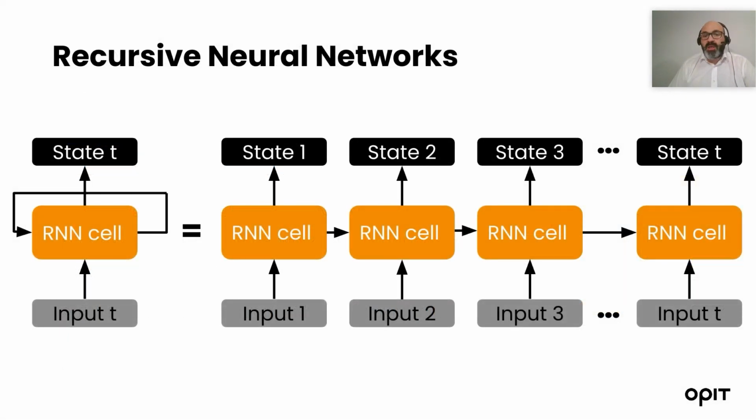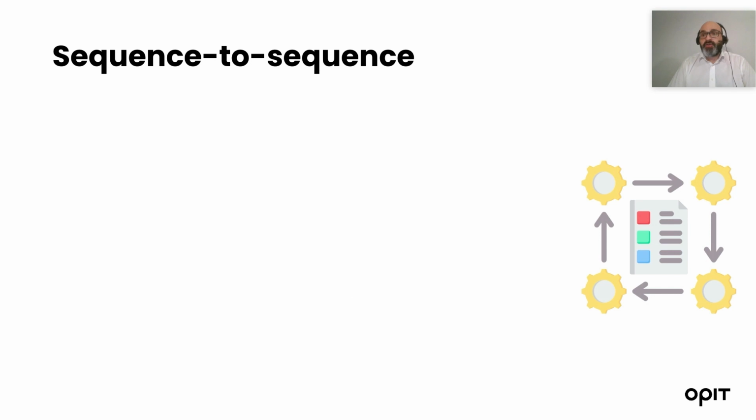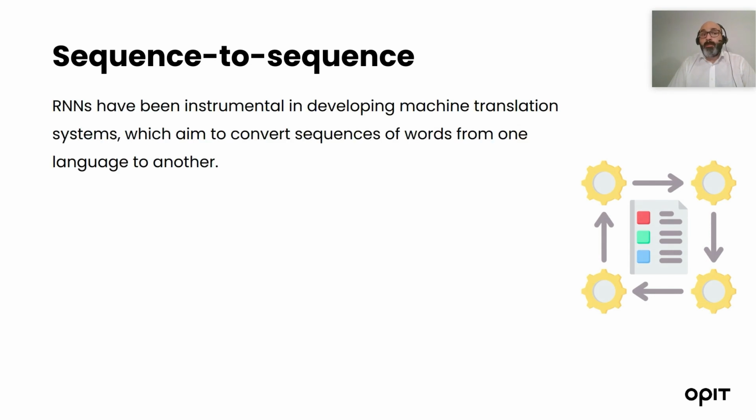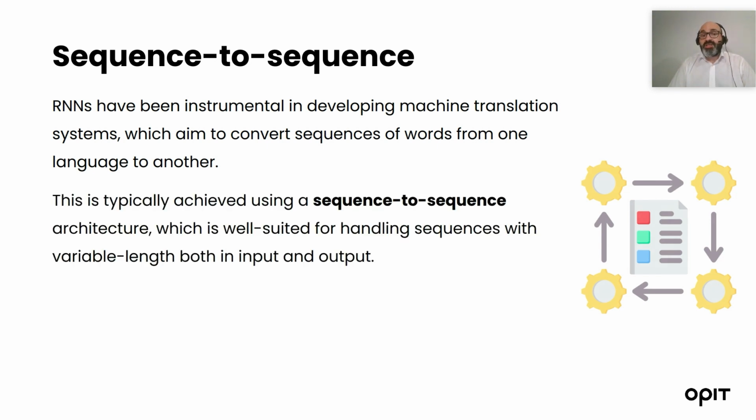In this picture, we see a graph of a recurrent neural network where, for each cell of the neural network, there is an input that generates a state. The output of the cell is passed step by step to the next cells until reaching the end. This architecture generates what is called sequence-to-sequence modeling. In fact, RNNs have been instrumental in developing machine translation systems, which aim to convert a sequence of words from one language to another. This is typically achieved by a sequence-to-sequence architecture, which is well suited to handling sequences of variable lengths, both in input and output.